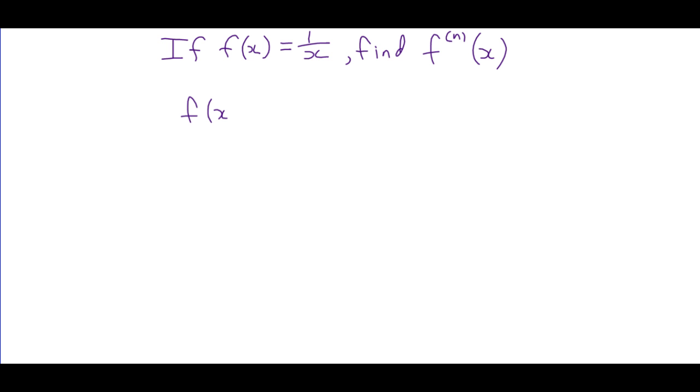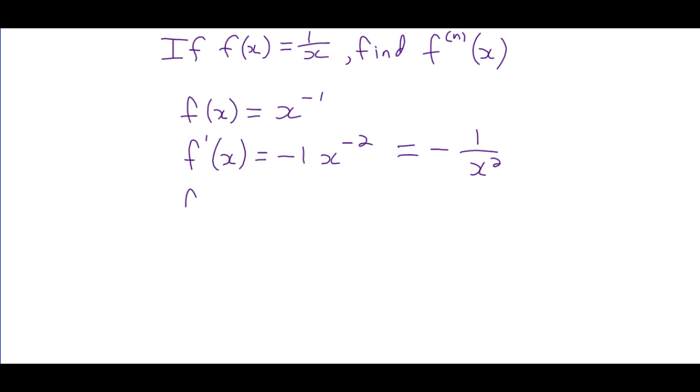So f of x is x to the negative 1, right? First we just need to write that notation, and then we can do f prime of x. So what's f prime of x? Negative 1 x to the negative 2, right? Which is negative 1 over x squared. But if I'm going to go on, I want to be looking here, not necessarily here, because this I would have to put back to this.